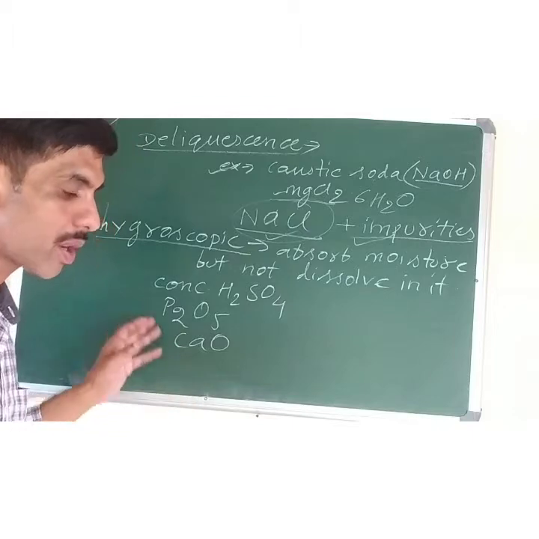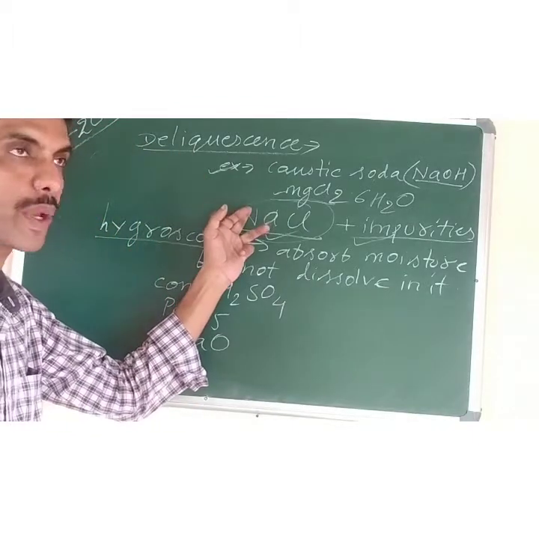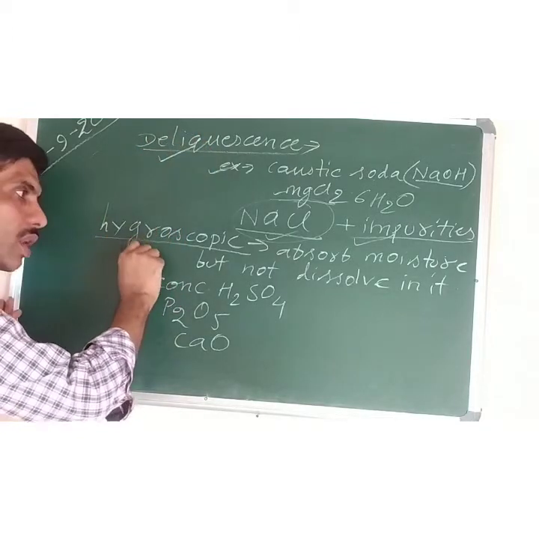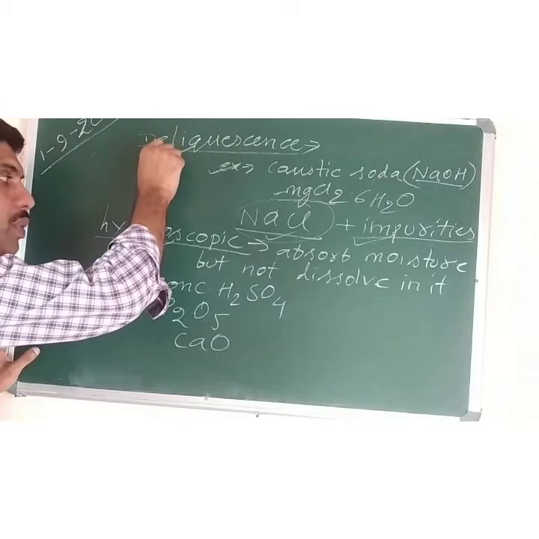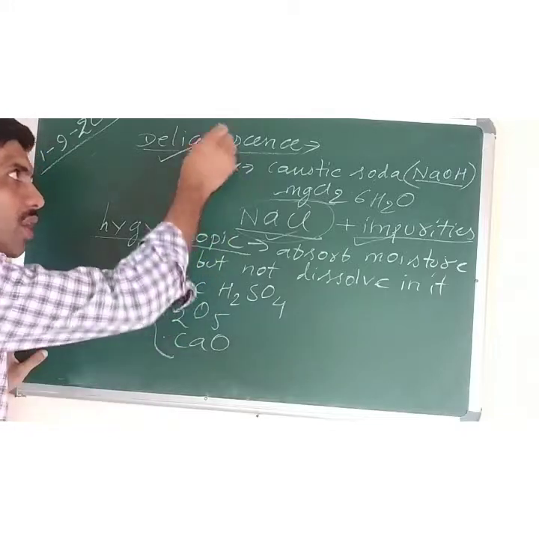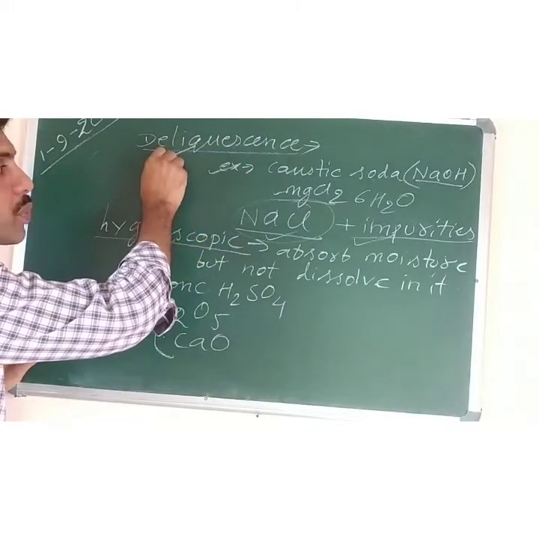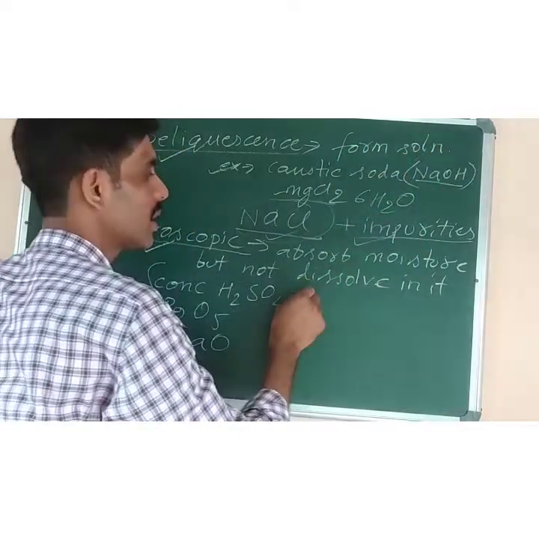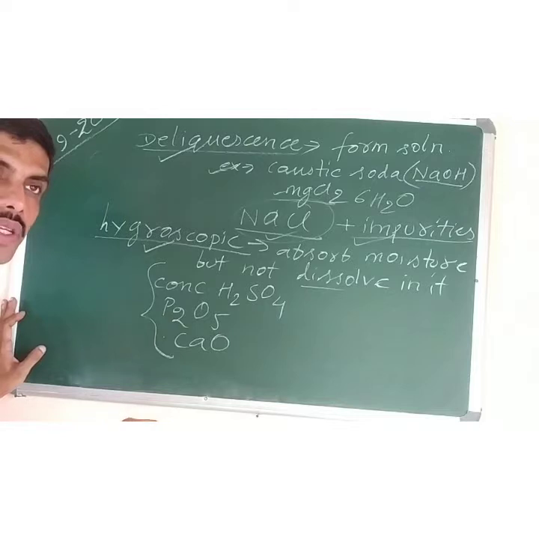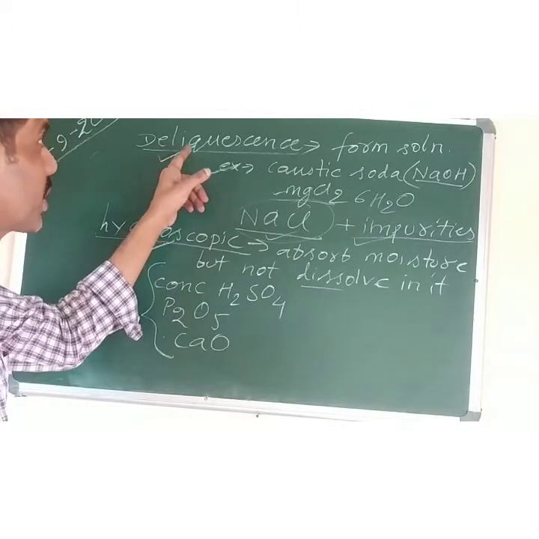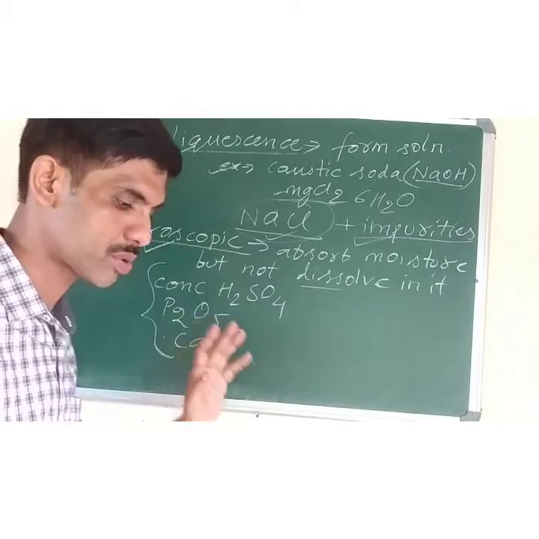They are hygroscopic. All deliquescent substances are hygroscopic. Did you find anything common? Even they also absorb moisture. This one is also absorbing moisture. So all deliquescent substances are hygroscopic, but all hygroscopic substances are not deliquescent. What is the difference? In deliquescence, they dissolve in that moisture and form a liquid solution, but here they will not form a solution. Understood?